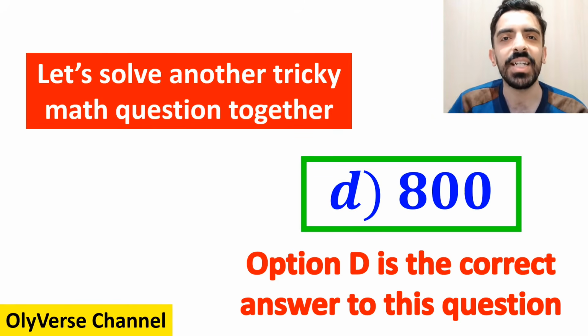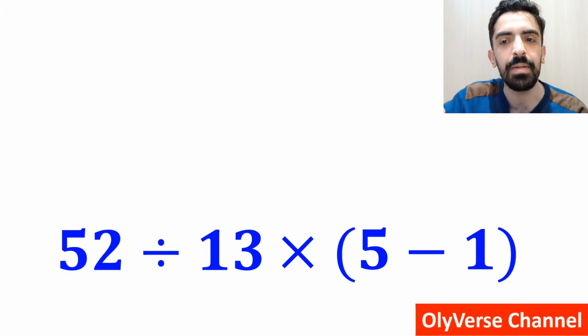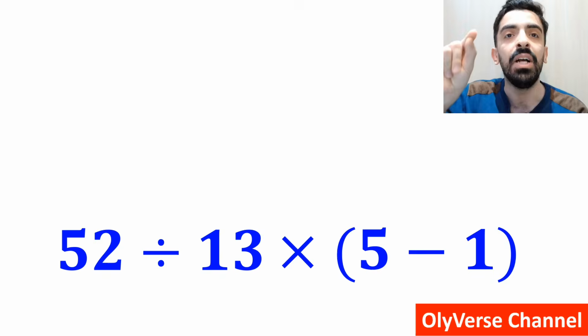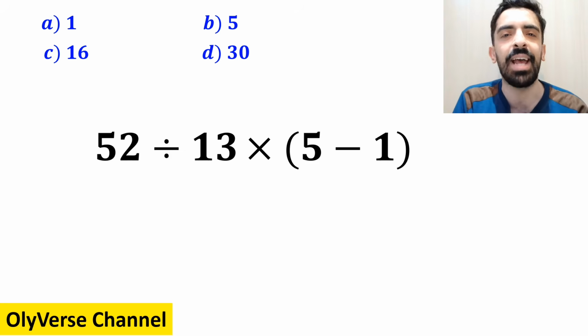Alright, now let's solve another tricky math question together. What is the value of the expression 52 divided by 13 multiplied by (5 minus 1)? Which option do you think is the correct answer to this question? Let's break it down and solve it together.